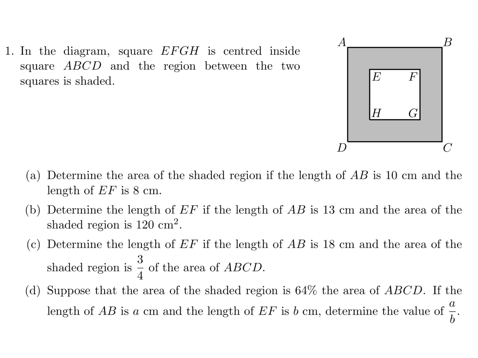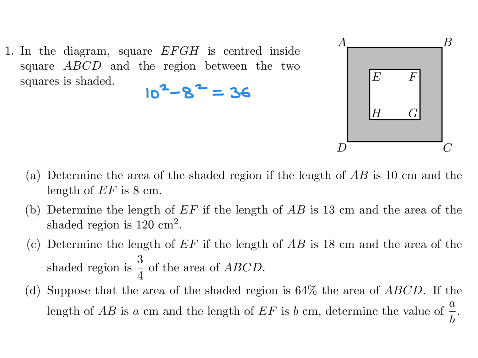In the diagram, the square EFGH is centered inside a square ABCD, and the region between the two squares is shaded. Determine the area of the shaded region if the length AB is 10 and the length of EF is 8. So we have the big square, which is 10 squared, minus the little square, which is 8 squared, so that would be 36.